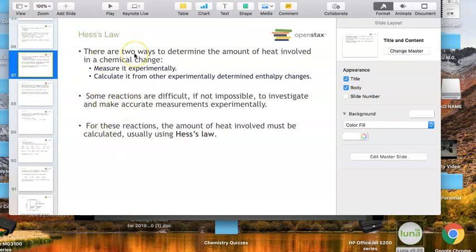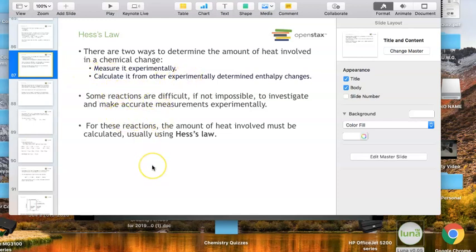So now we're going to talk about Hess's law. Hess's law is something we're going to be addressing in our next lab this Wednesday. There are two ways to determine the amount of heat involved in chemical changes. Measure it experimentally, which is exactly what we did last week. Or calculate it from other experimentally determined enthalpy changes. That's what we're going to learn how to do with Hess's law.